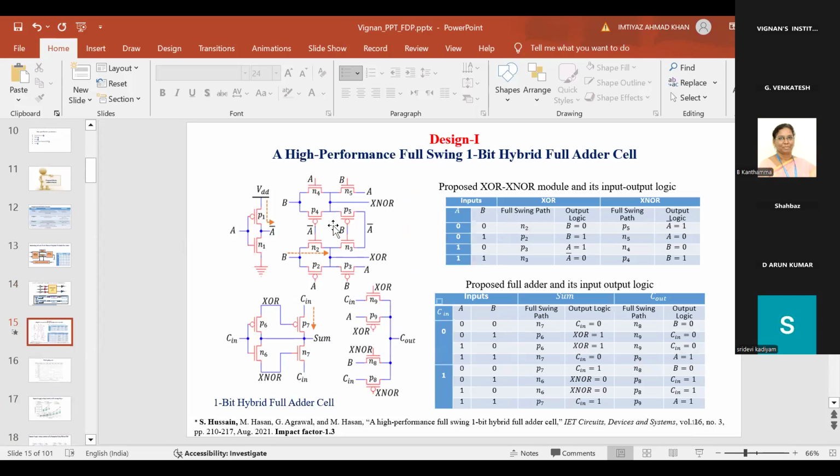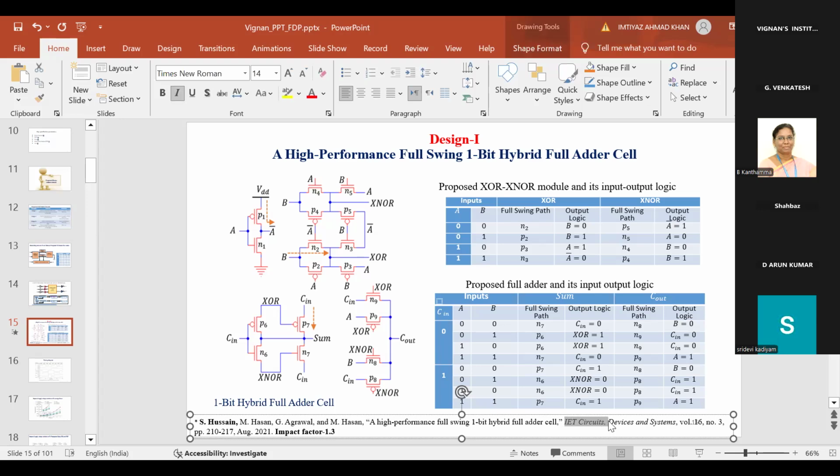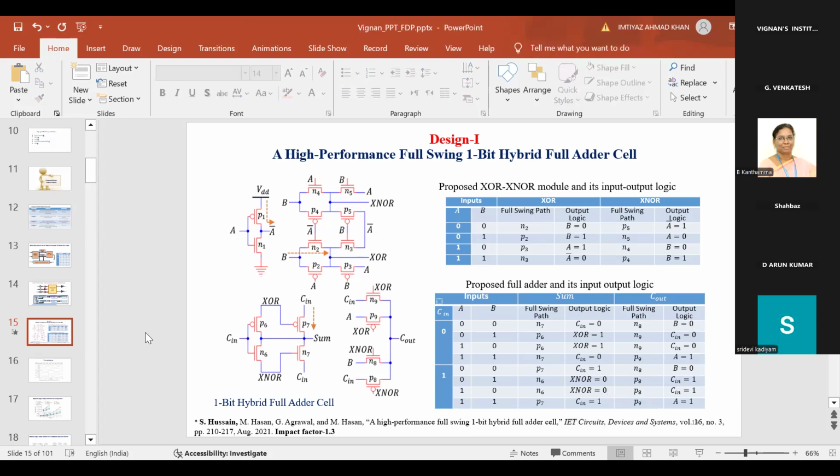This is my circuit. I have just explained it briefly. If you need more explanation, then I will explain. Just like I have explained, I'm using XOR and XNOR circuits in parallel. I published this work in IET Circuits, Devices and Systems journal from Wiley Publications in 2021.